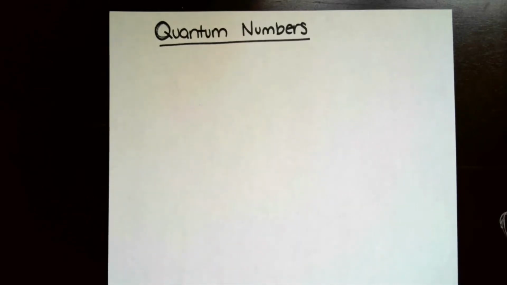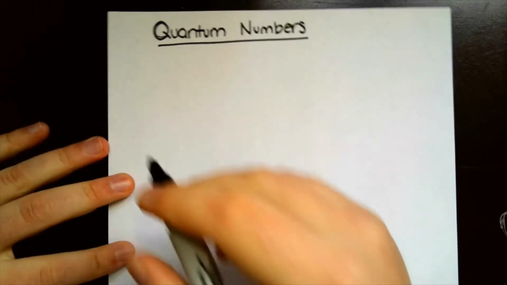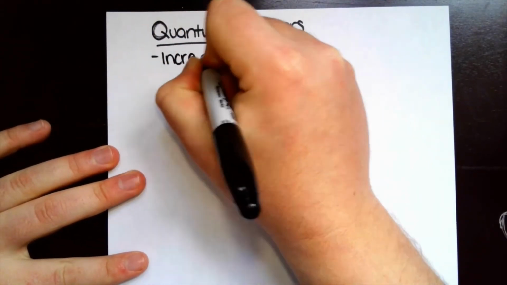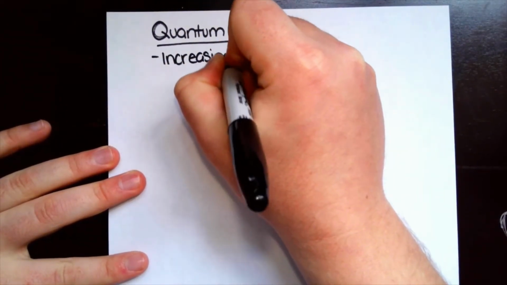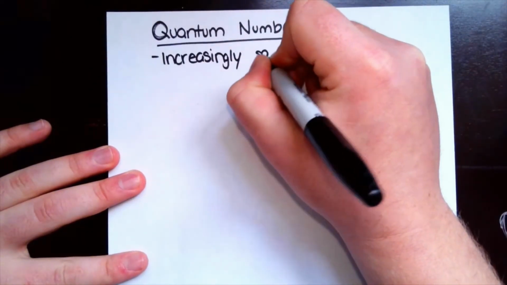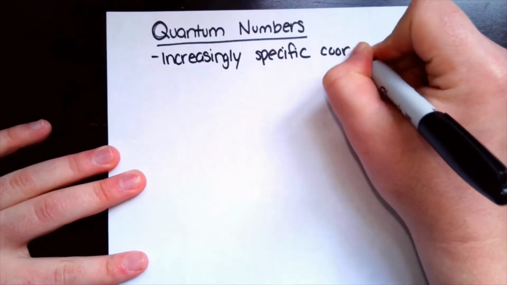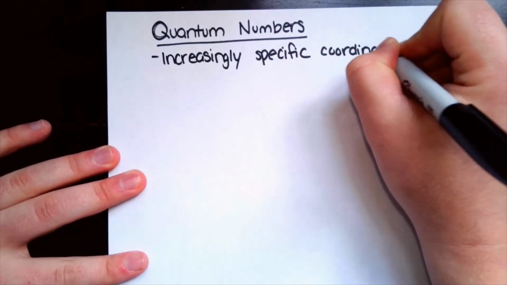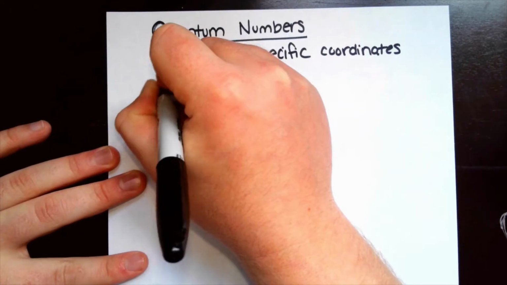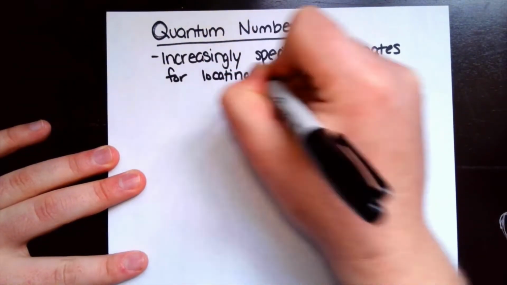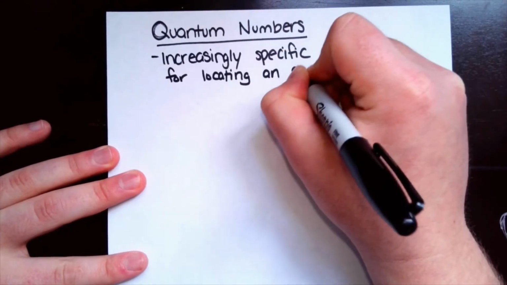In this video, I'm going to be talking about quantum numbers. So quantum numbers, for the sake of this class, you can think of them as increasingly specific coordinates for locating an electron in an atom.